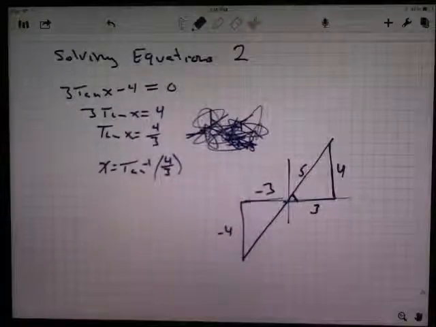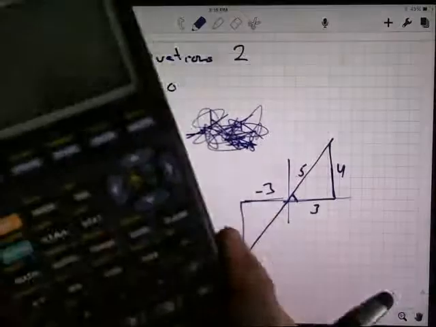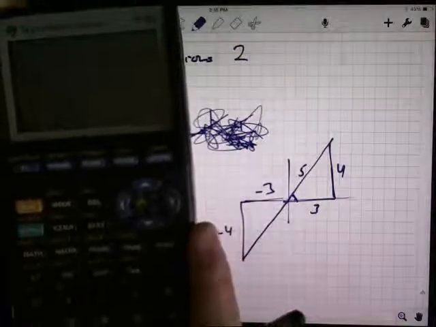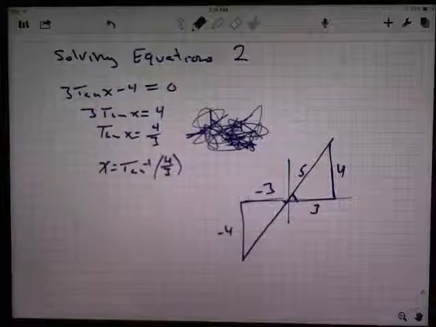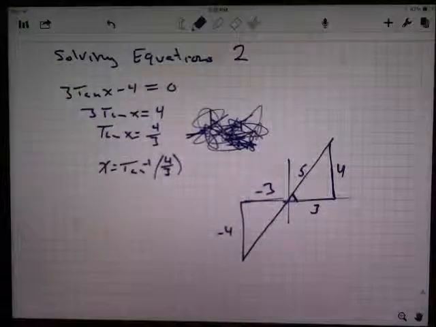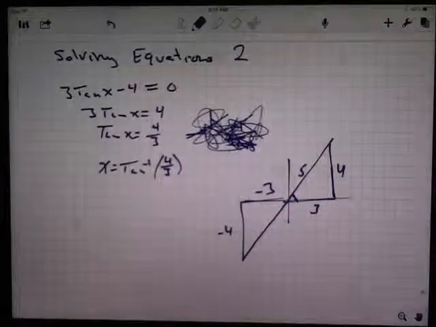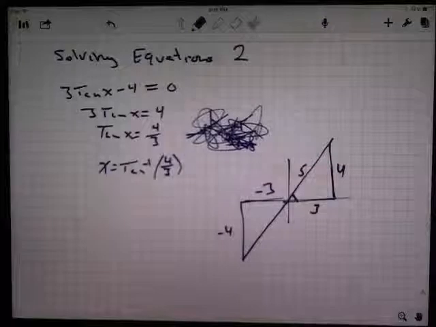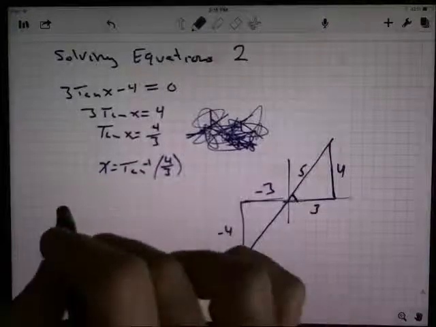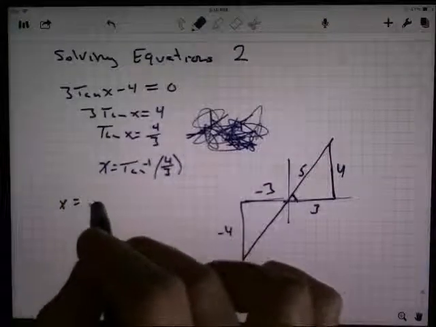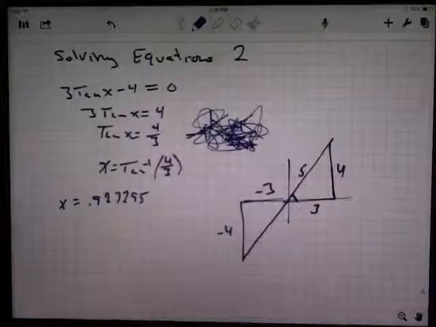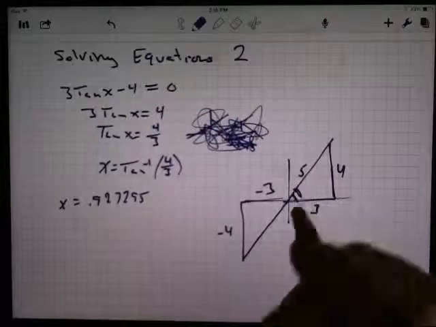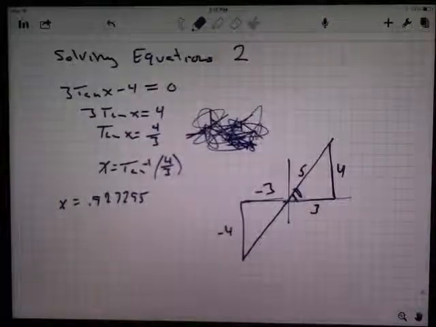When I grab my calculator here and ask it, you can't see this anyway, so I'm going to put it off to the side. I say tangent inverse of 4 divided by 3, and I've put myself in radian mode, so it gives me an answer in radians. It's going to say x is 0.927295, whatever. Okay, that's this angle right here. That's in radians, a little bit less than 1 radian.